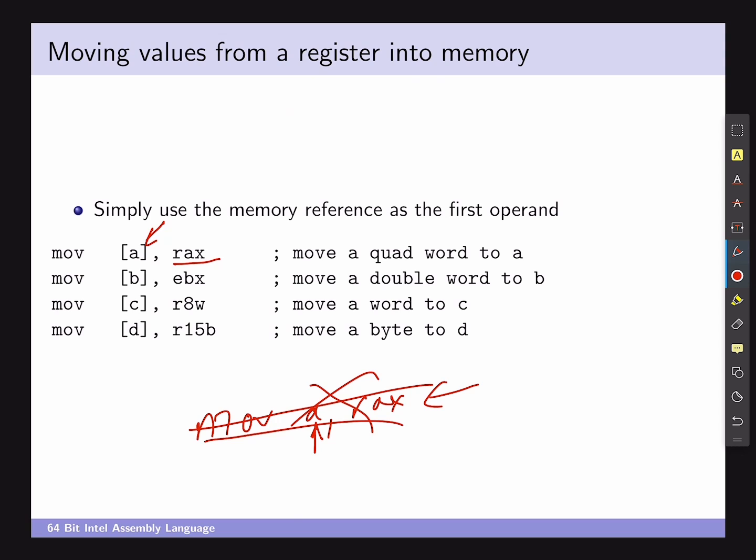And the amount of data that is stored into memory is dependent on the register size. So in this first case, it will move 64 bits into A, so the whole of RAX. In the second case, it will load 32 bits into B. So the whole register will go into B, but it'll move precisely 32 bits. Number 3, we'll load a whole word into C, so only 16 bits. And then lastly, because this is a singular byte-sized register, I'll only load 8 bits into D.